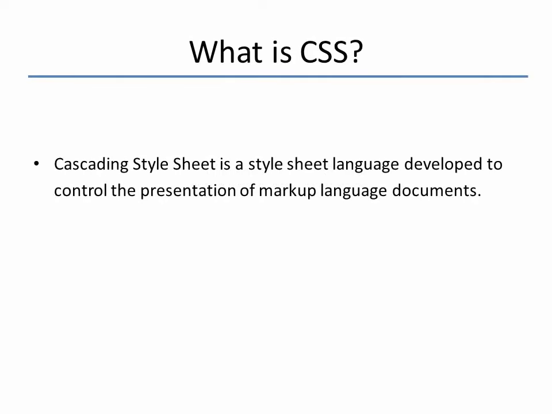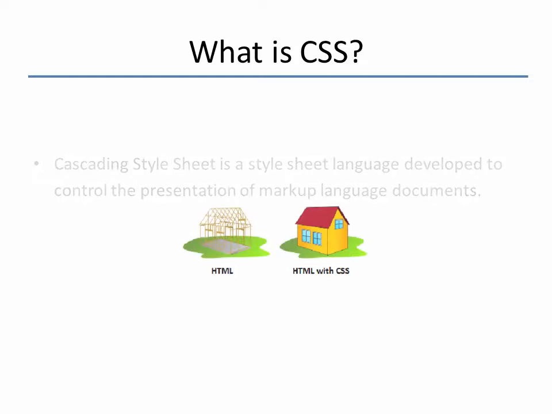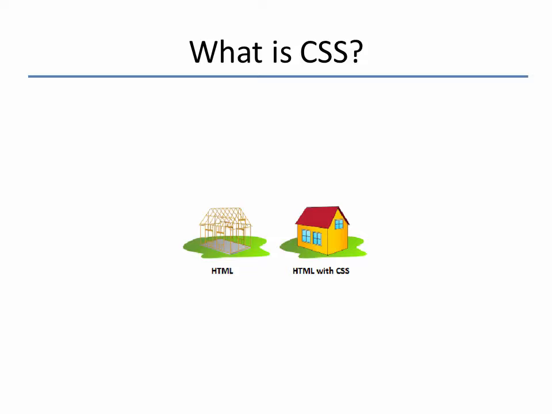CSS, or Cascading Style Sheets, is a style sheet language developed to control the presentation of markup language documents, like HTML. You can think of HTML as controlling the structure of the web while CSS controls the presentation of it. The best way that I can think of to display that visually is to think of HTML as the structure of a new building. You can see the structure as it's being built, but you don't really know what the building is going to look like. CSS, on the other hand, serves as the skin of the building, and determines what the outside of the building is going to look like.